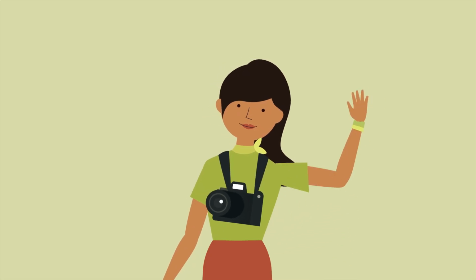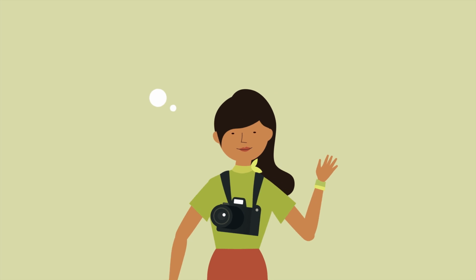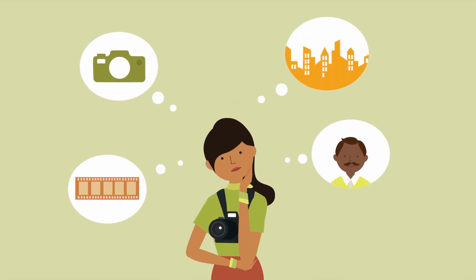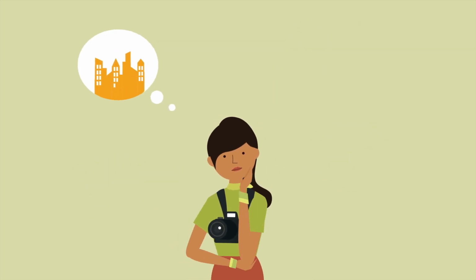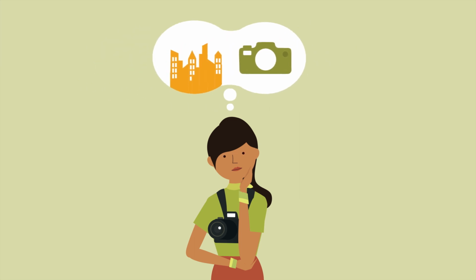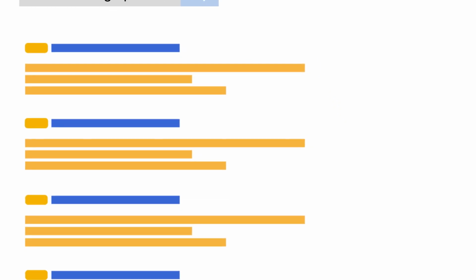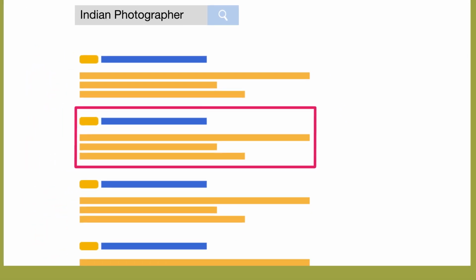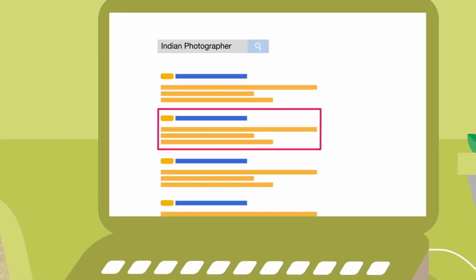Let's say you're a portrait photographer. As you brainstorm keywords for your ad campaign, you might consider "Indian photographer." If you include this keyword, a search for Indian photographer could trigger one of your ads, even though the person making the search might not be looking for exactly what you're offering.